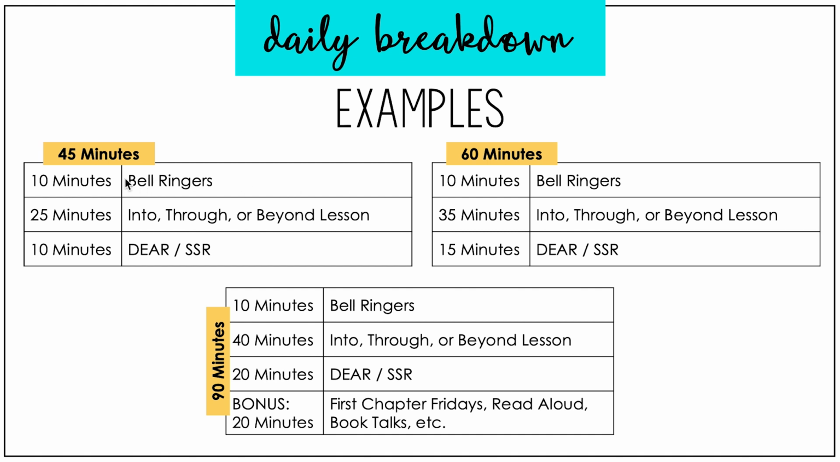So if you have a 45-minute class period, you're going to dedicate part of your time to bell ringers and sustained silent reading. And you might make small adjustments to this. Maybe you're going to do 5 minutes of bell ringers and 5 minutes of sustained silent reading, but you have those bookends to your class period, and then you can reallocate that time into these lessons here. 60 minutes, same thing. You might just give more time to read for students, or you might reallocate that time into the actual meat of the lesson. And then if you have a 90-minute class period, obviously you can break things up as well.